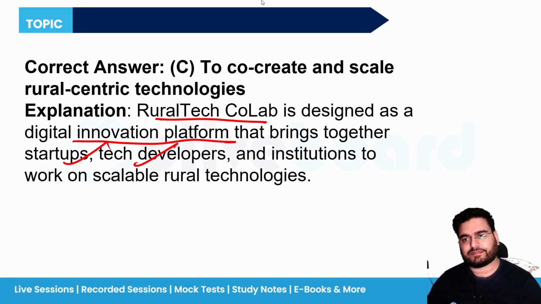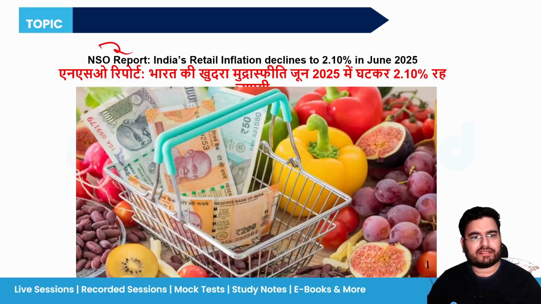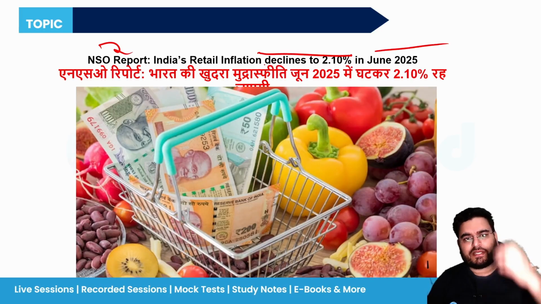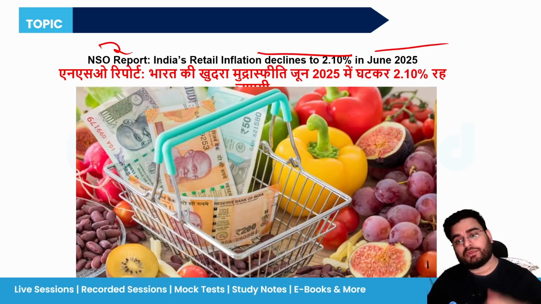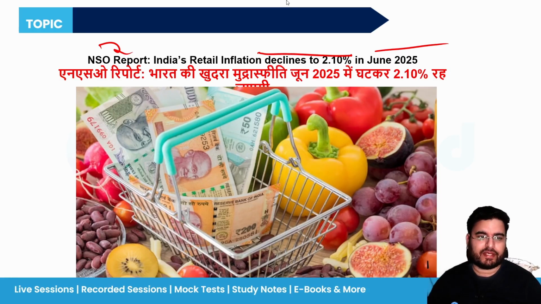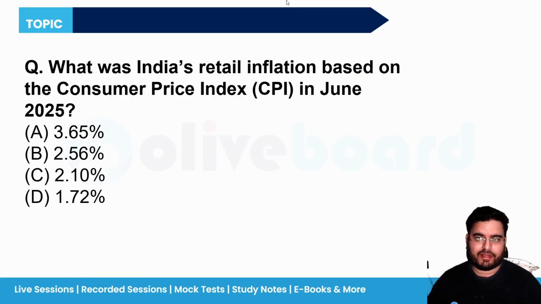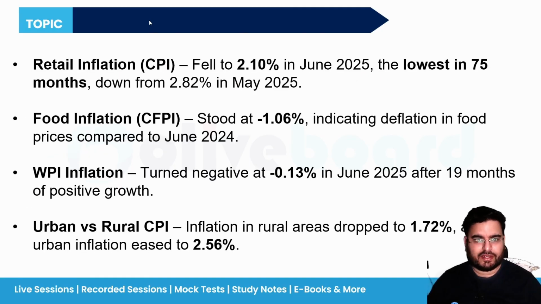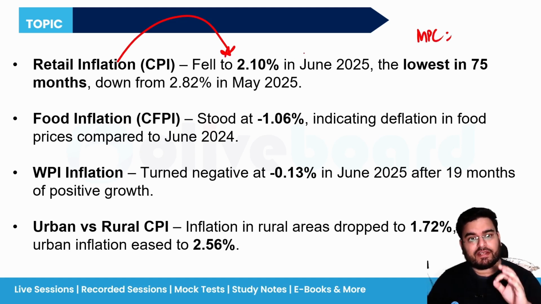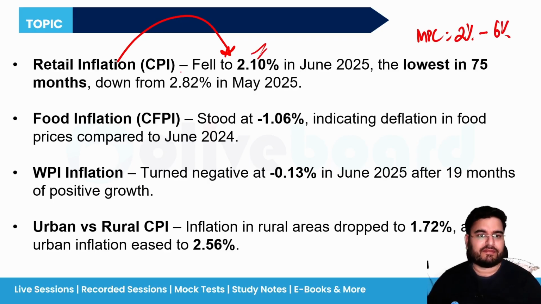To understand. Next is NSO reports India's retail inflation declined to 2.1% in June 2025. Okay, so NSO is what? National Statistical Office. It gives the actual inflation figure. So what was the retail inflation based on the consumer price index in June 2025? Correct answer is 2.10. Okay, so these are the data you should know at least, right? Retail inflation is 2.10, and as per the Monetary Policy Committee, our inflation should be in the range of 2% to 6%. So it is well within the range.